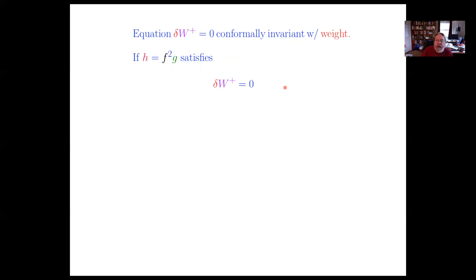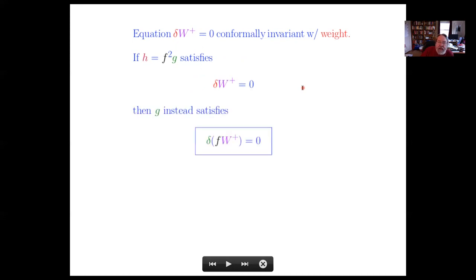Here, notice I'm using the color red for the metric h. Delta here means the operator associated with the red metric. Then g instead satisfies that the divergence of f times W plus is 0. So as long as you forget that W plus is basically curvature, and you just say it's a tensor field with certain symmetry properties, you get a solution of the same equation. It's just that the weight it's transformed with is a sort of surprising one.